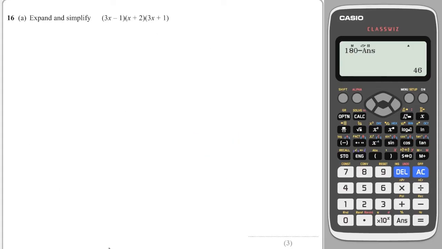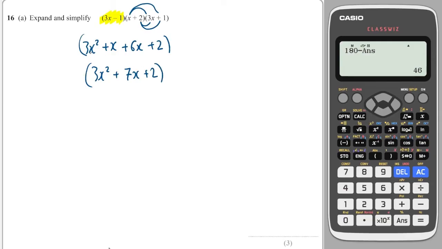Okay, classic expanding question here. So what I'm going to do, I get rid of the first one, ignore that, and then just multiply these ones. So I'm going to get x times 3x, which is 3x squared, x times 1, which is 1x, 2 times 3x is 6x, and 2 times 1 is 2. We can simplify this by adding together those two x's in the middle. 1 plus 6 is 7.